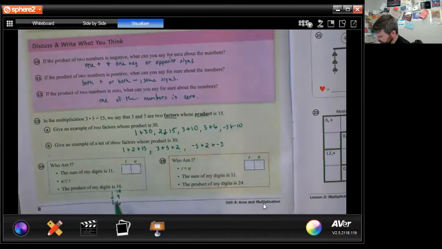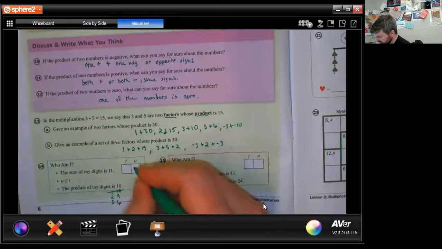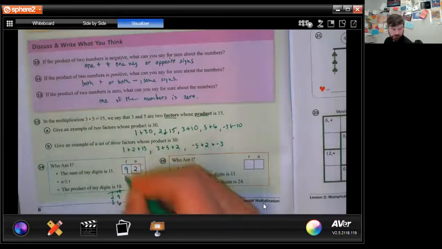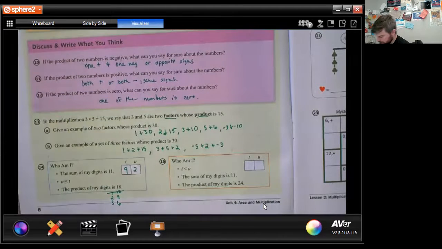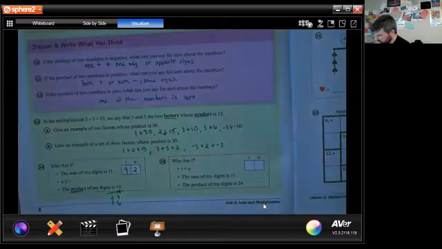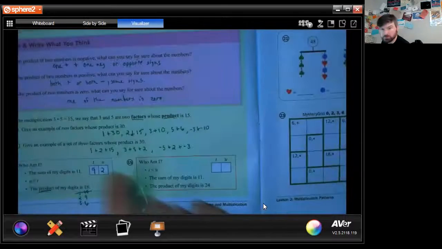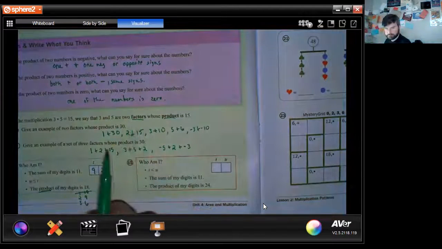Okay, so I can't use these. The sum of my digits is 11, so 9, 10, 11. It looks like this one works, and it says U is less than or equal to T. So U is a smaller one, so 2 and 9. So 92 there. But you need to know product means multiplication, and we just talked about those factors.